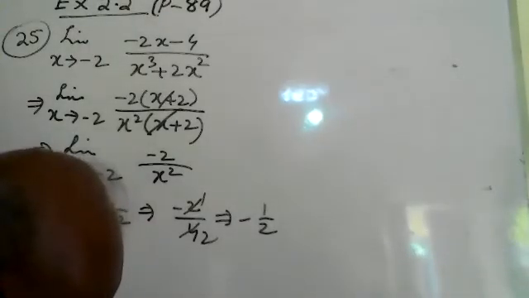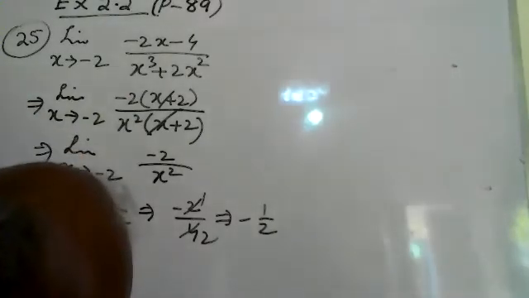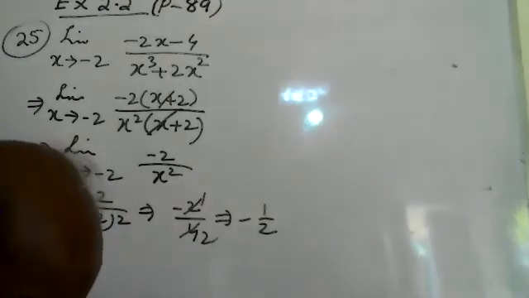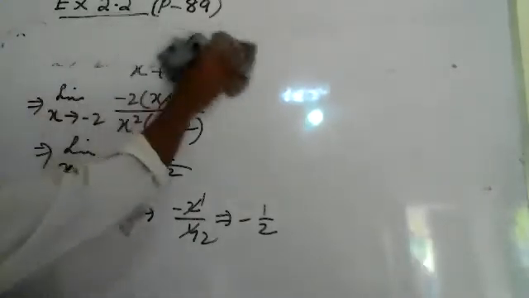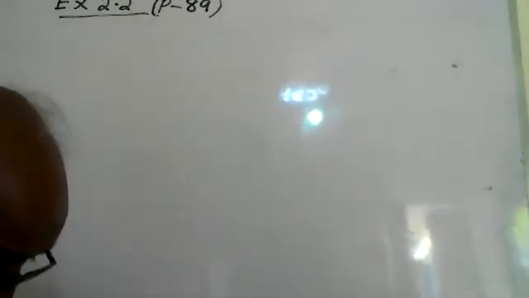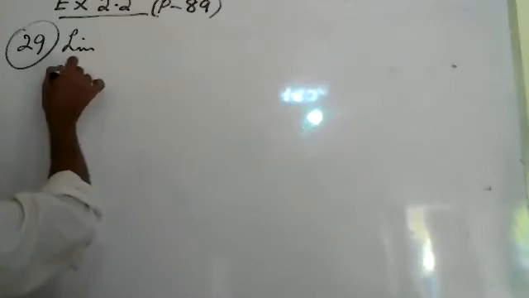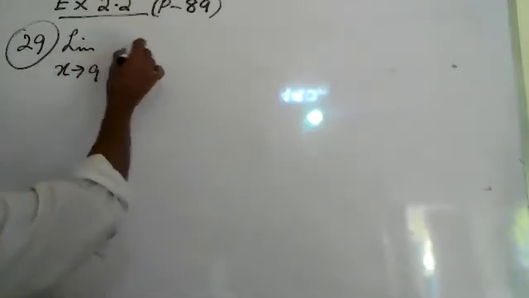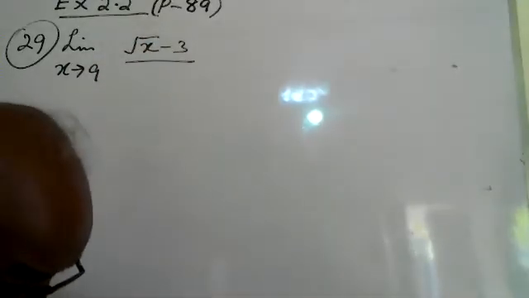Question number 29. Limit x tends to 9, under root x minus 3 upon x minus 9.